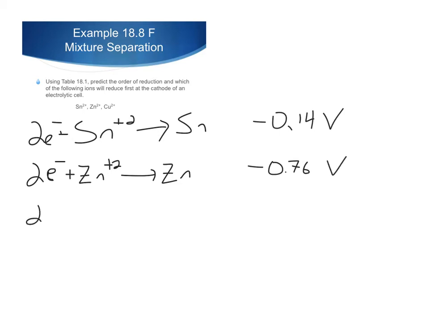And then to go from copper 2 to copper solid, taking me a minute to find that one. There it is. Positive 0.3 volts. So this one's very favorable.